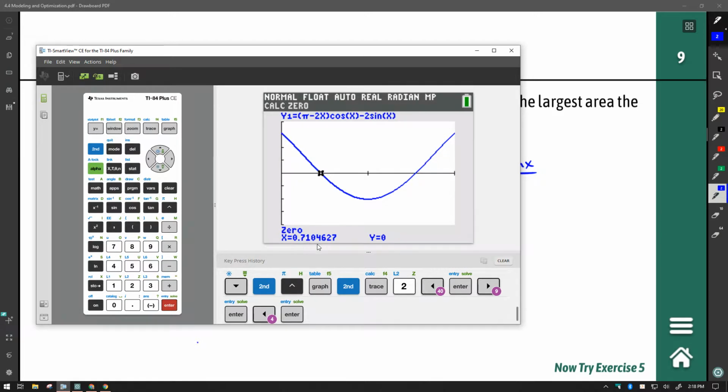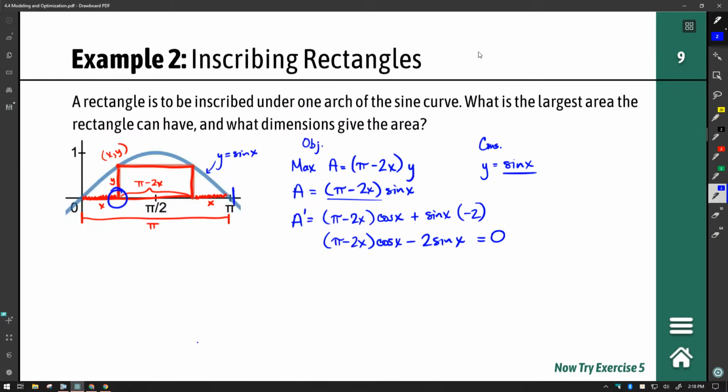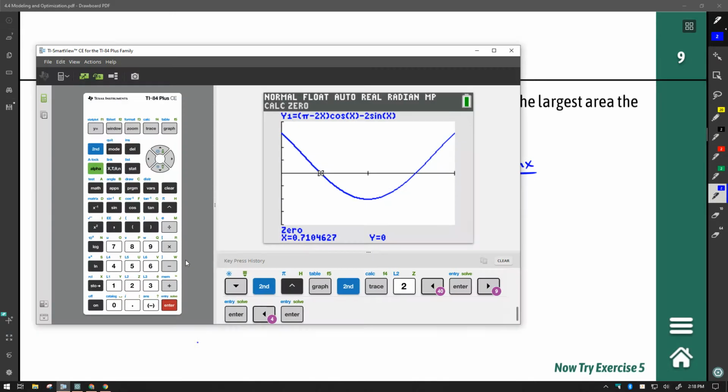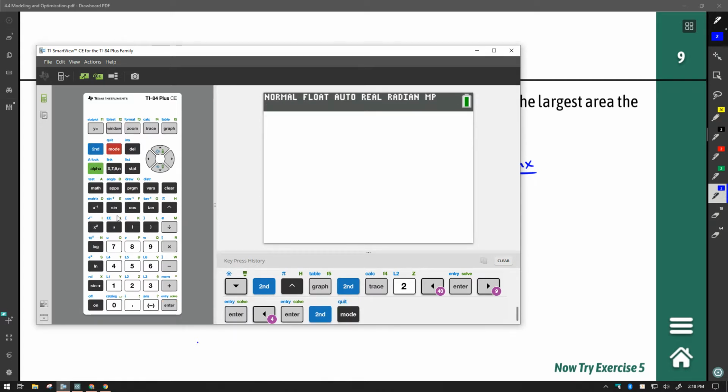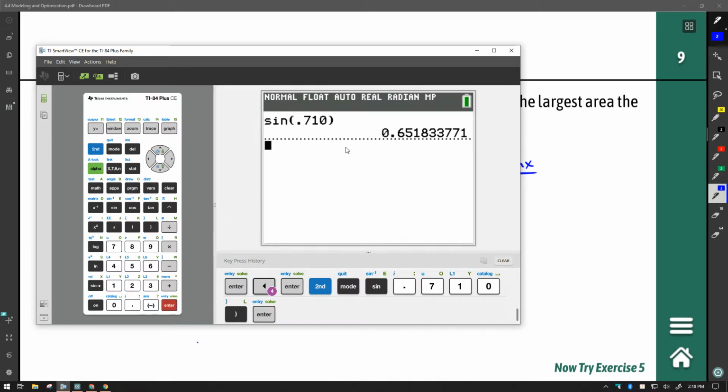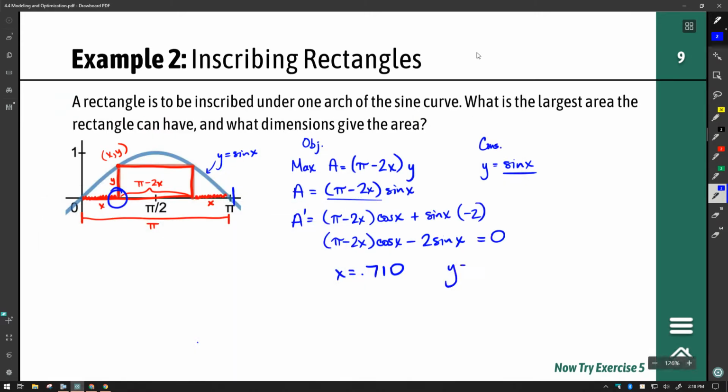So I'm going to go with 0.710 as my x value. X equals 0.710. And then for the y value, we just need sine of x, so sine of that x value. So let's do sine of 0.710 back on the home screen. Hit enter. y equals 0.652. So there are the x and y values. Those are the dimensions that give us the max area.